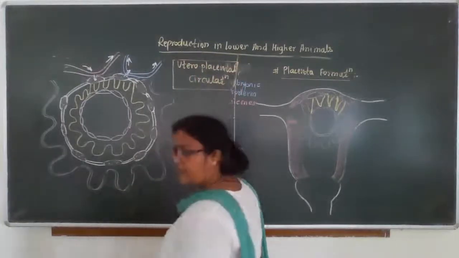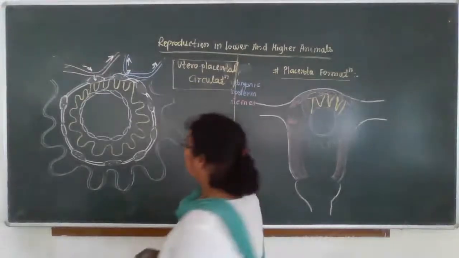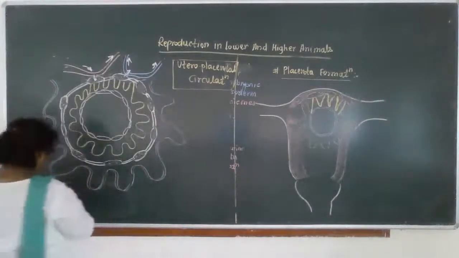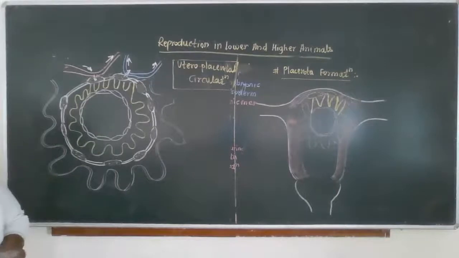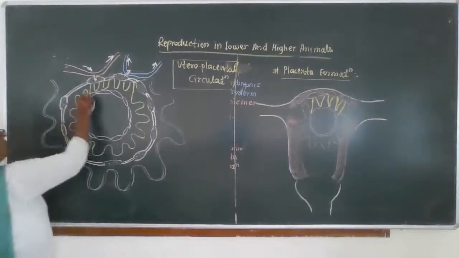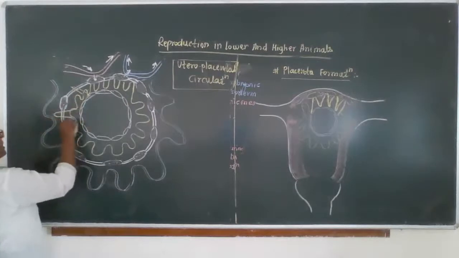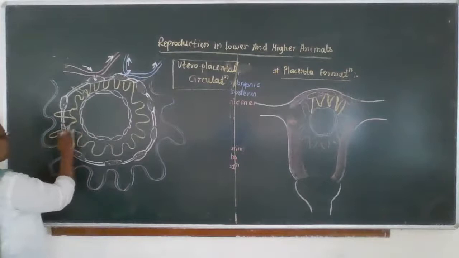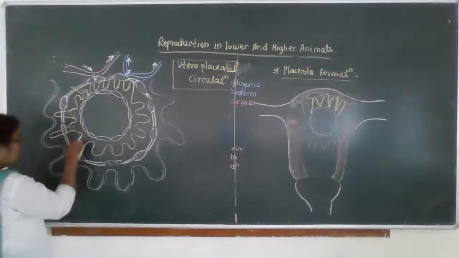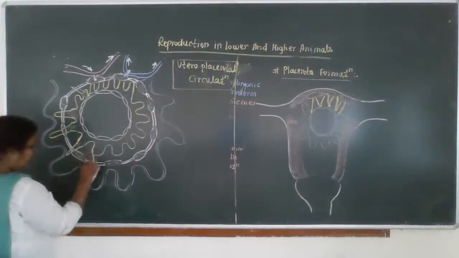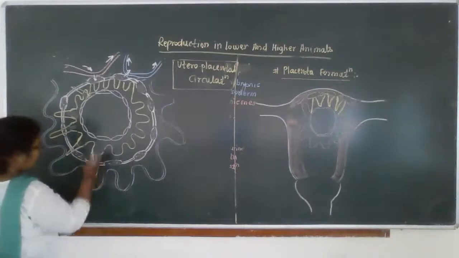Uteroplacental circulation. How it gets formed, everyone understood. So the chorionic villus goes deep and deep, everywhere, from every side, and tries to rupture it and tries to form these. These are the chorionic villi.